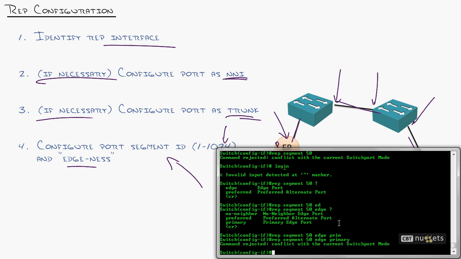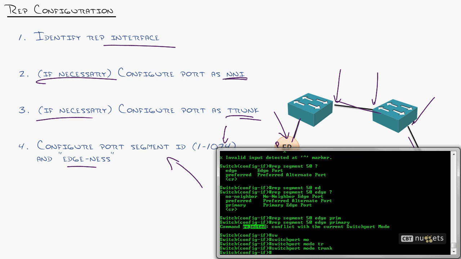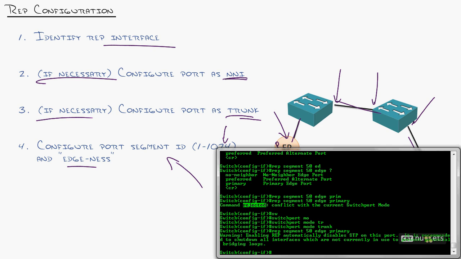Enter. It says, sorry, command rejected, conflict with the current switch port mode. And why is that? It's because it's not a trunk port by default. So I'm going to type in switchport mode trunk, then hit the up arrow and say edge primary, and there we go. Notice it says, warning, this automatically disables spanning tree protocol in this port. It's recommended to shut down all interfaces, not currently, to essentially, warning. It's some kind of thing.